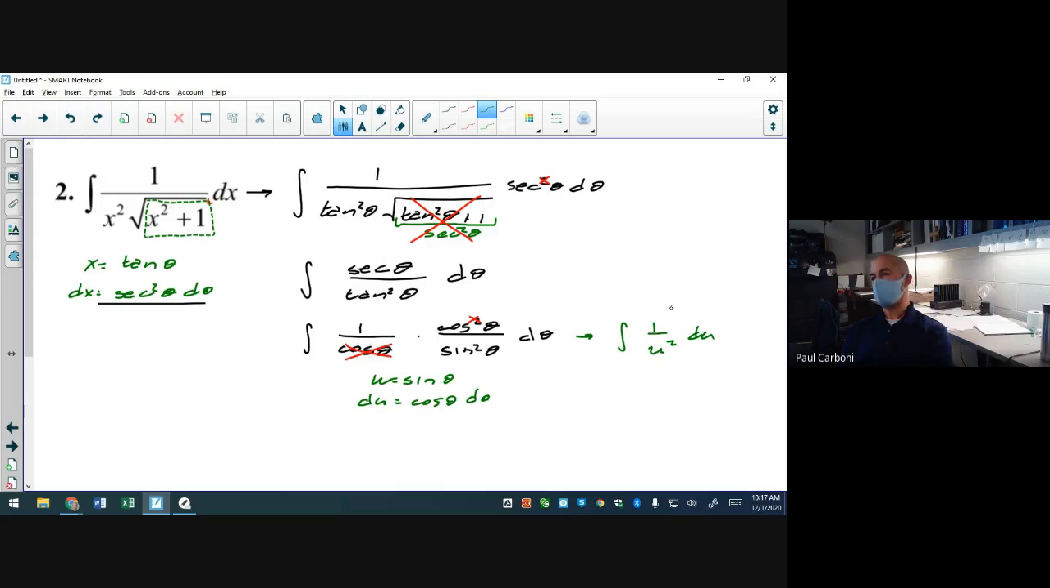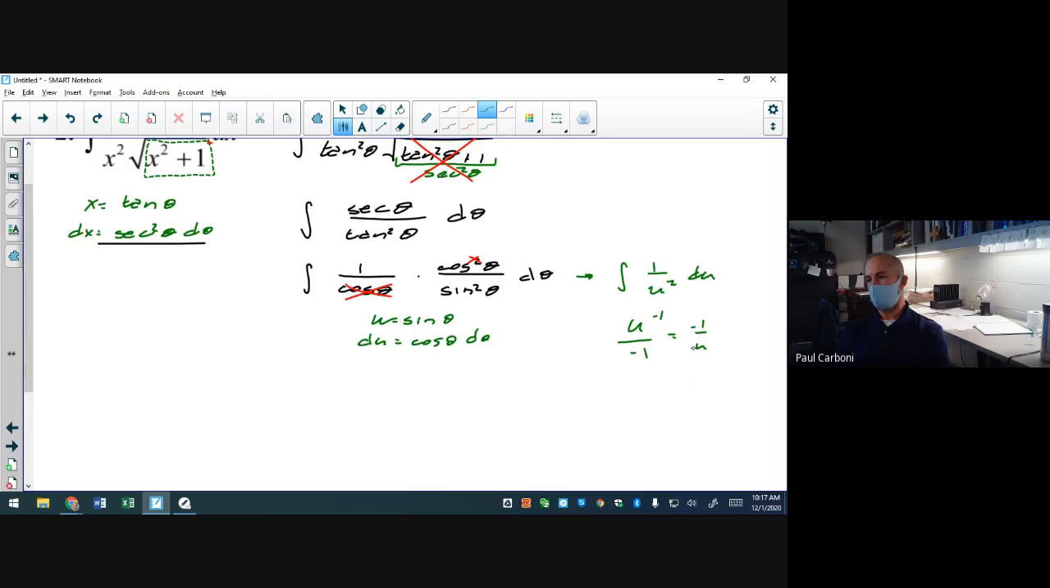So I'll bring that up as u to the -2. The antiderivative of that would be u to the -1 over -1, right? Which is the same thing as -1 over u. Now we have to work and get this back into x's. So first I'm going to go from u to theta. So this is going to be -1 over sine theta plus c.